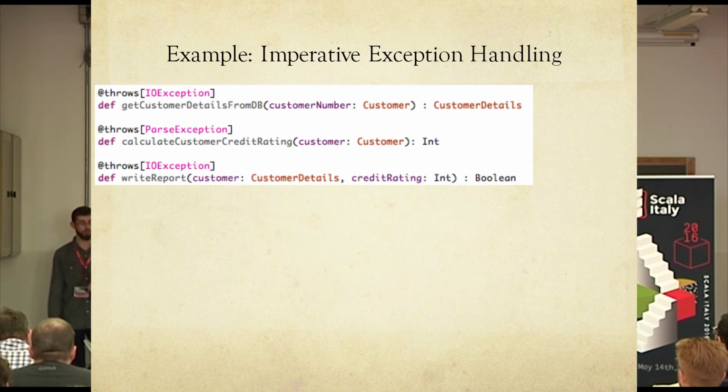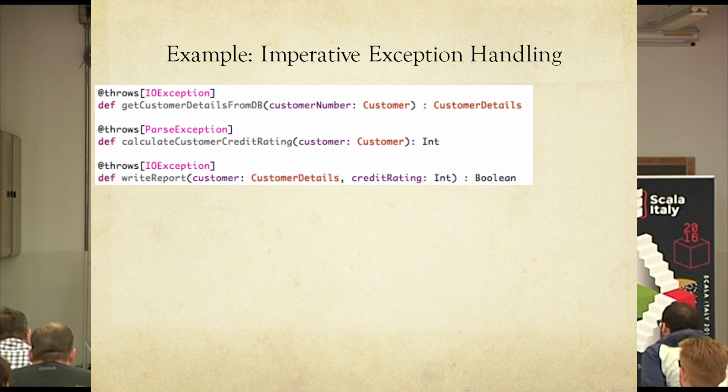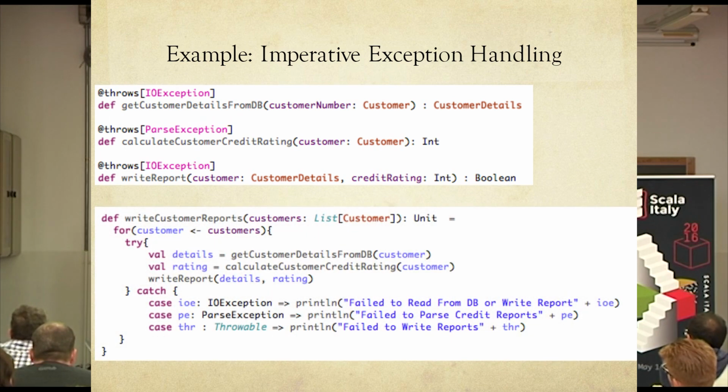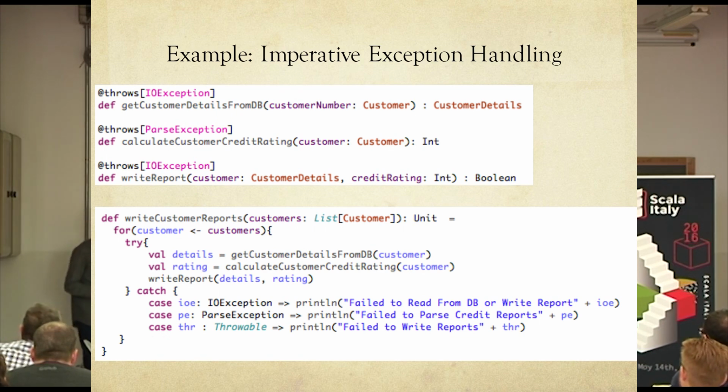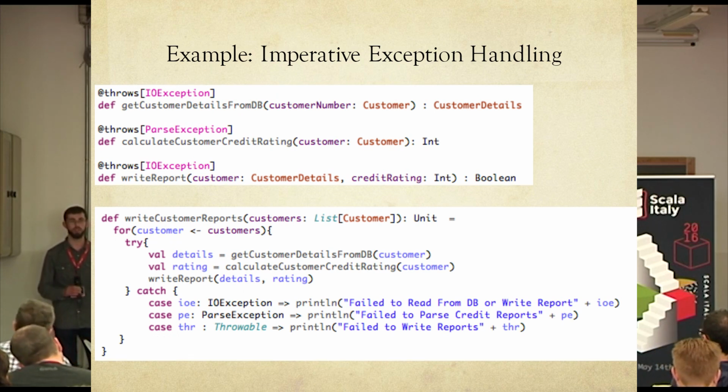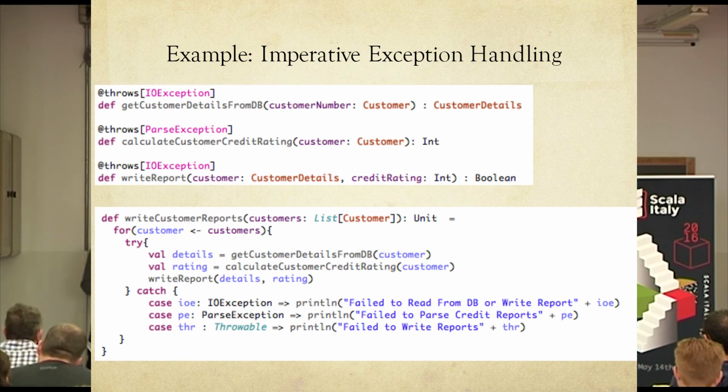So now I'm going to do something that looks a little more like a real world API. We've got three exception throwing APIs. We want to use these to write some reports for a collection of customers. And we've got separate cases in the catch block for each different type of exception. One thing to note here is that the try and the catch has to be within the same function. So in terms of functional decomposition, you can't separate the happy path from the recovery logic.